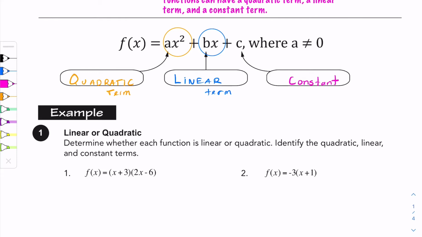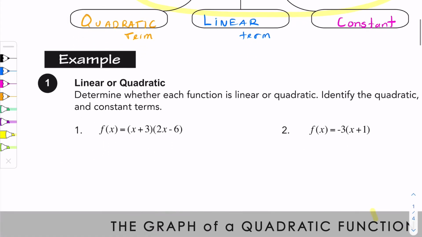For this first set of examples, you are just asked to determine if the function is linear or quadratic, and then identify the quadratic, linear, and constant terms. So this is just making sure you understand what this function is above. Number 1 is in standard form, it is not in factored form. So we're going to have to multiply this out in order to determine what our function is.